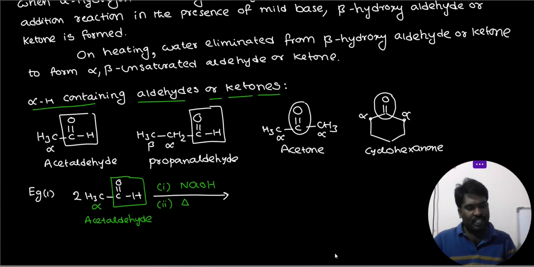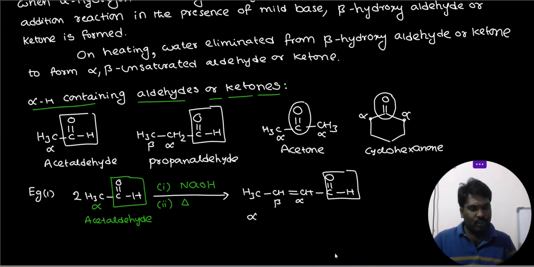Then which product is formed? CH3-CH=CH-CHO. This compound is formed. This is the functional group, the adjacent carbon is alpha, the next adjacent carbon is beta. So it is also named as alpha beta unsaturated aldehyde. Clear?